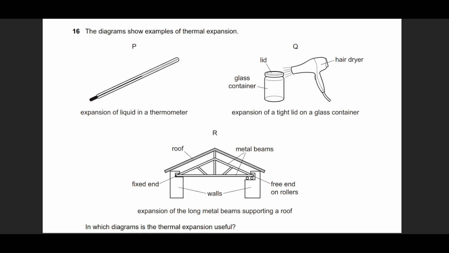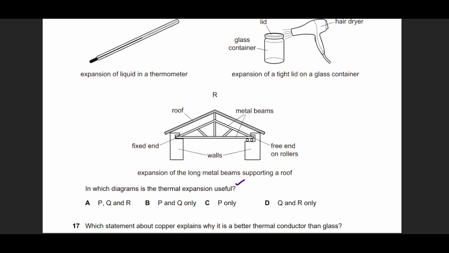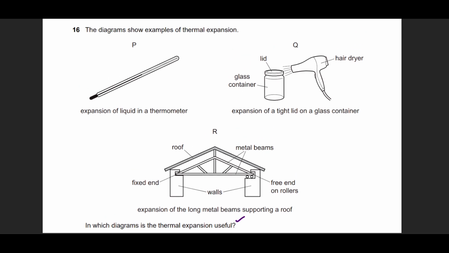Question number 16, he says, in which options in the following question is thermal expansion useful? It's in your benefit. So do we use the thermometer by exploiting the thermal expansion of the liquid? Yes, so it's useful in P. Can we open lid containers by pouring hot water onto them? So the metal lid expands, loses its grip on the glass jar, and eventually is easier to open. So is it beneficial for us? Does it make our life easy? Yes, it does. But let's move to R.